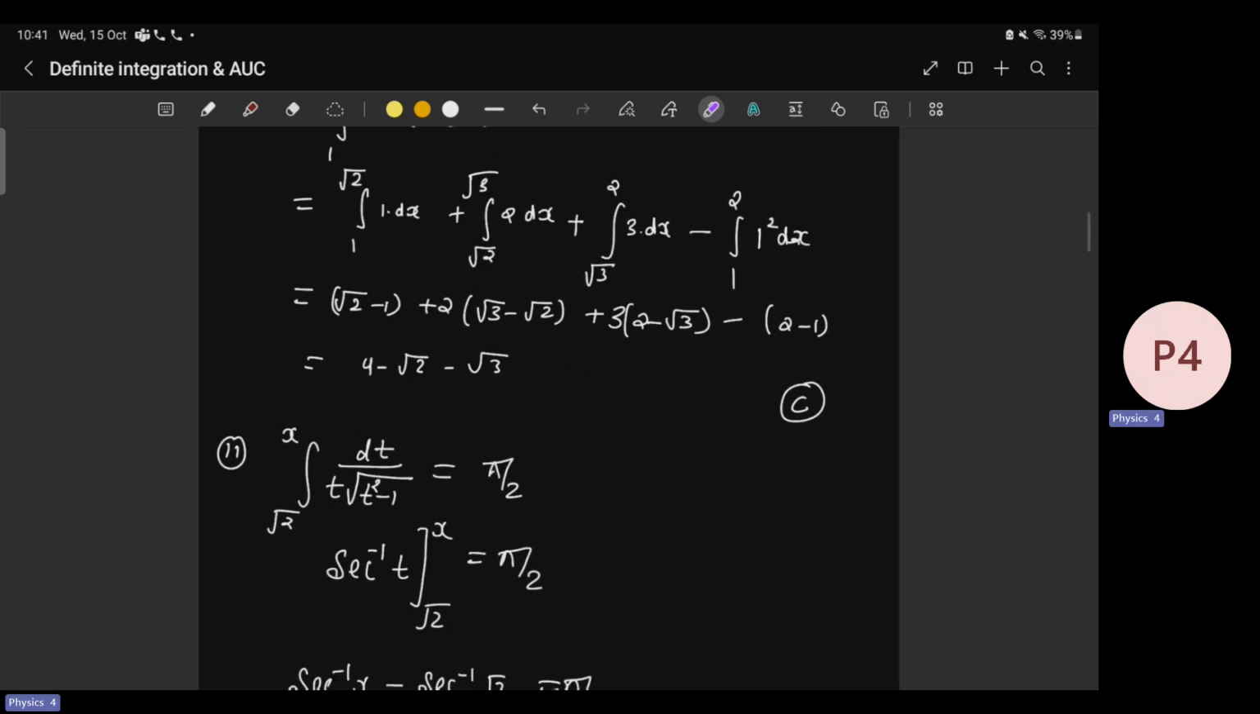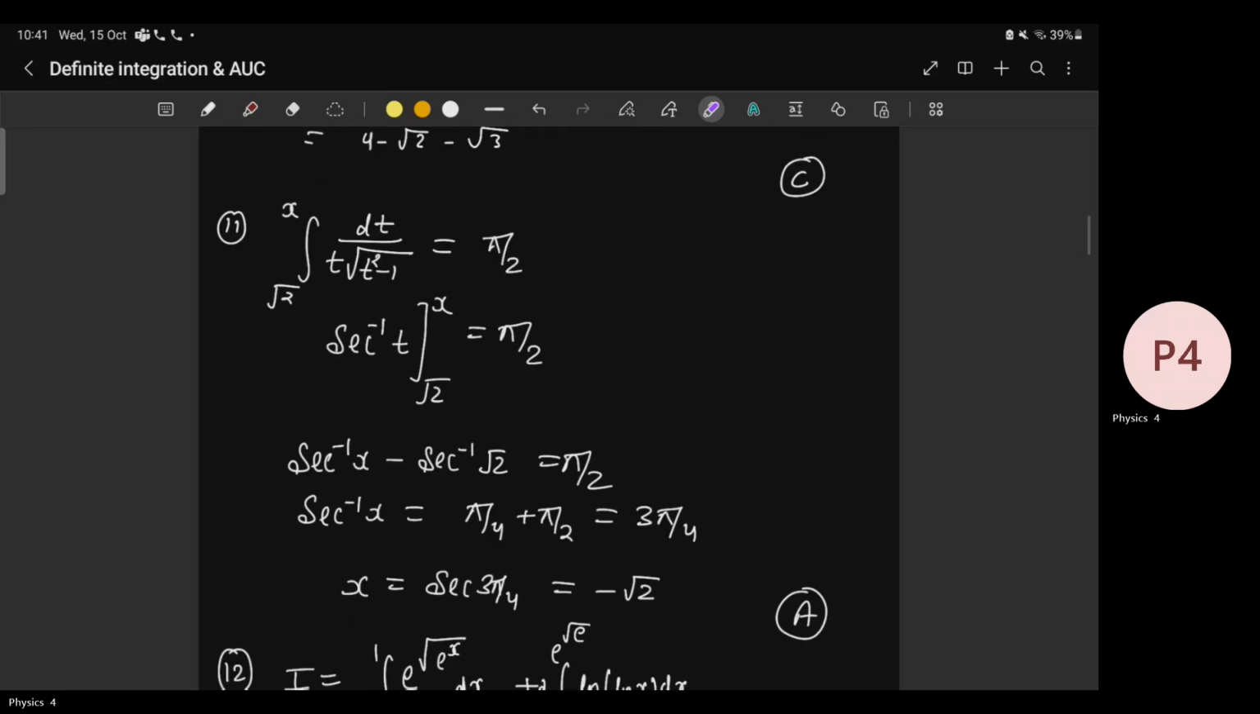Now we move on to question number 11. It is given that the integral of dt upon t root t square minus 1 is equal to pi by 2. We have to find the value of x. So this is the direct integration of sec inverse t, right? So sec inverse t from root 2 to x equals pi by 2. Now put the limits. Sec inverse x minus sec inverse root 2 is equal to pi by 2.